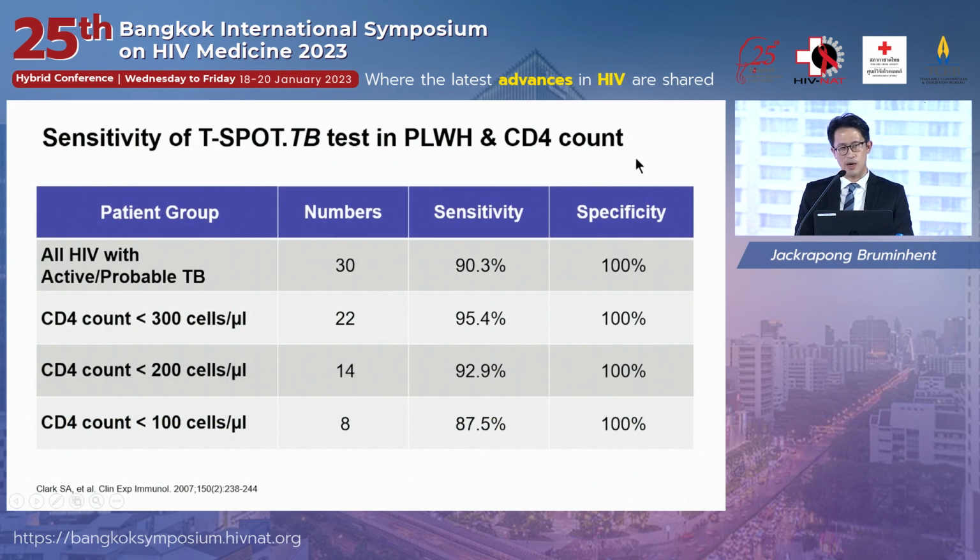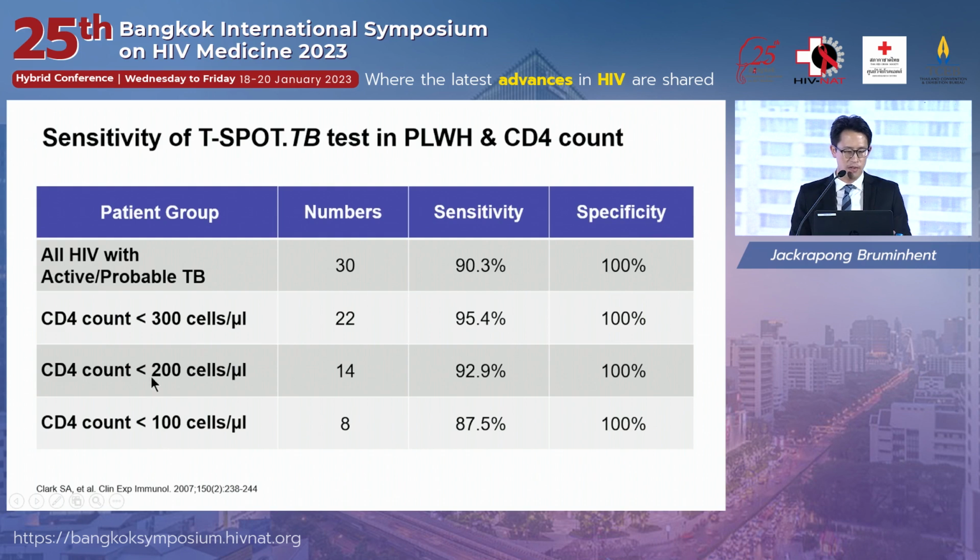And when we're talking about HIV patients, we are going to check for the interferon gamma, which is released from the CD4 or CD8 cells. So if you have a different CD4 count, would it matter? I have to say the CD4 count has some impact on the sensitivity, but not on the specificity. Specificity will be like 100%, but the lower the CD4 count, you are probably going to have lower sensitivity.